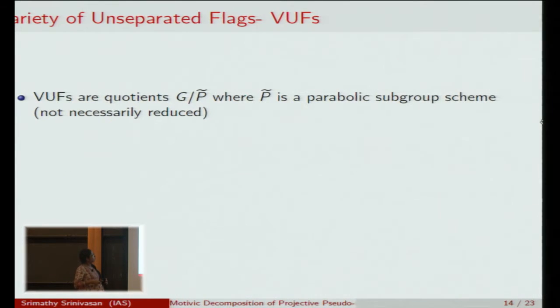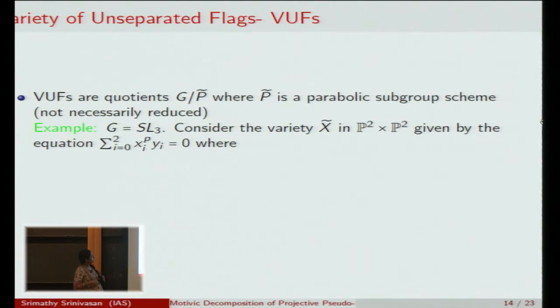So we have already seen what the flag varieties are. The flag varieties are just the quotient of G mod a parabolic subgroup which was reduced. Now I can generalize that, and I can look at what are known as varieties of unseparated flags, or VUFs. So these are generalizations of flag varieties, and what I do is, instead of taking P, I take P tilde and the quotient G mod P tilde. So P tilde is a parabolic subgroup scheme which is not necessarily reduced in this case. This is a generalization of flag varieties. Again, this is an example.